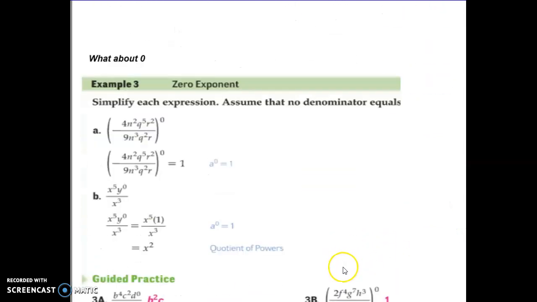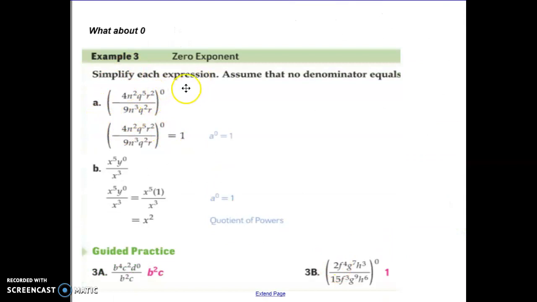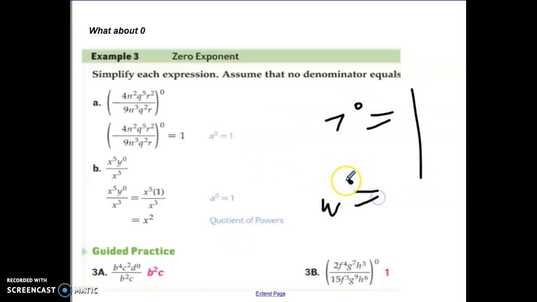What about 0? So here's the rule for 0. See this big thing raised to the power 0? Everything gets a 0. So 2 times 0 is 0, 4 to the 1st times 0, everything becomes 0. It equals 1. Everything you can ever imagine raised to the power 0, 7 to the 0, W to the 0, that's a 1, it's always 1.